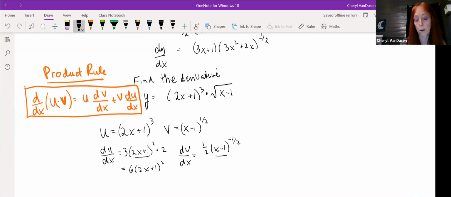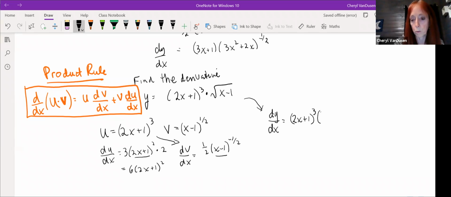But since we just have a 1x, we don't have anything extra. So that would be the final derivative. Now when we go to find dy/dx or y prime, doesn't matter which one you use, we kind of cross multiply, right? It says u times derivative of v, so this times this. So it's (2x + 1)^3 times the derivative of v, which is 1/2 times (x - 1)^(-1/2). That's our first term.